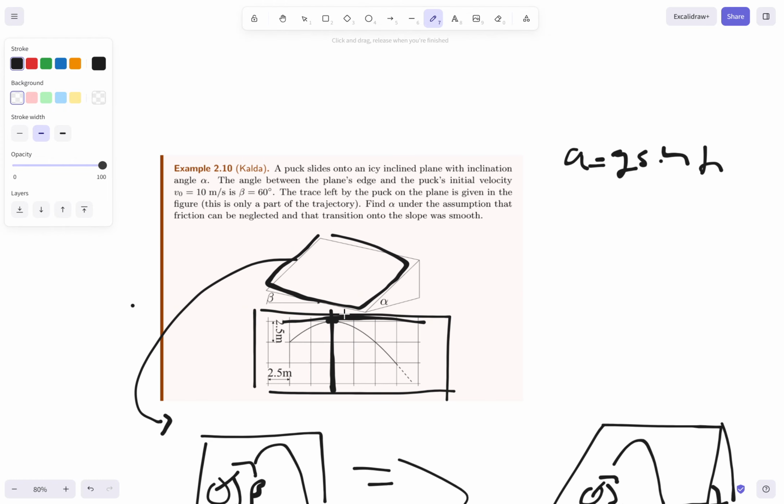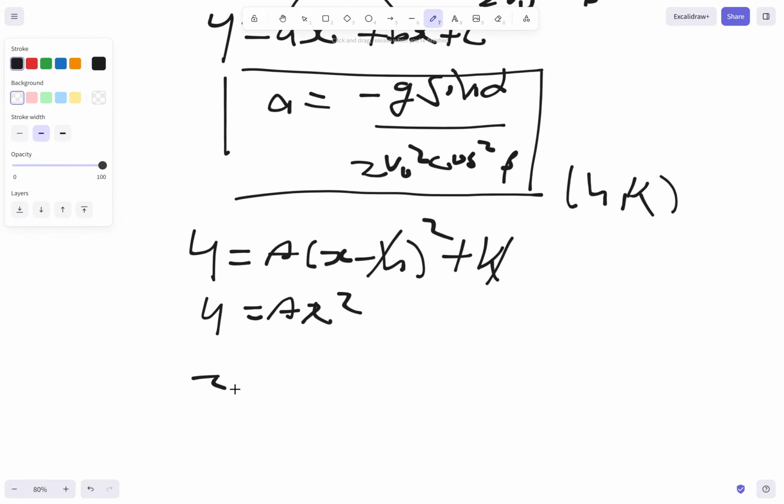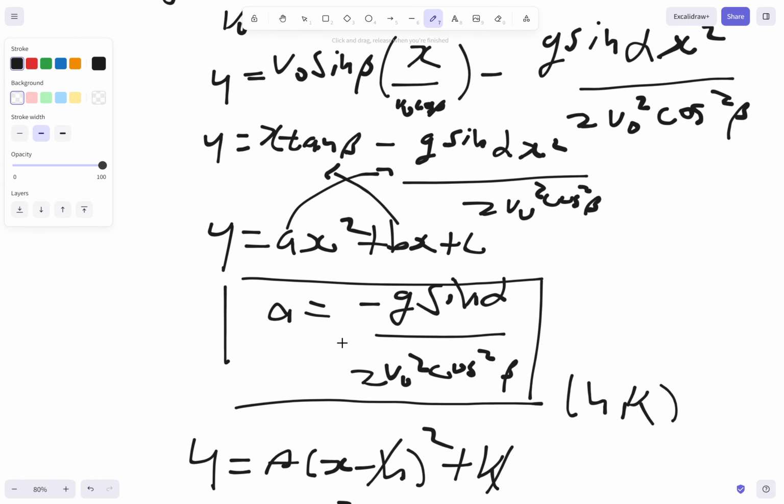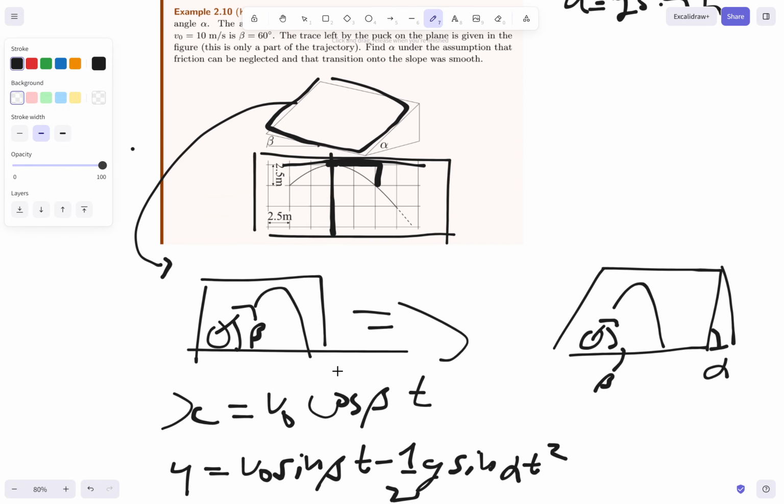And now I'm going to choose something arbitrary. Let's say I just did this. So now, this is going to be x equals 5 and y equals 2.5. 2.5 equals 5 squared a. And that's going to be a equals 0.1.